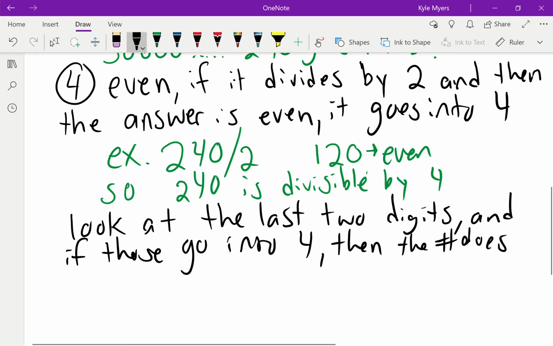It could be 340, it could be 440, it could be 5,257,340. And that would go into 4 because the last 2 digits go into 4. Doesn't matter about any of the other digits except for the last 2. Okay, another little trick there. All right, so for really big numbers, it's still just as easy to find out whether it goes into 4.